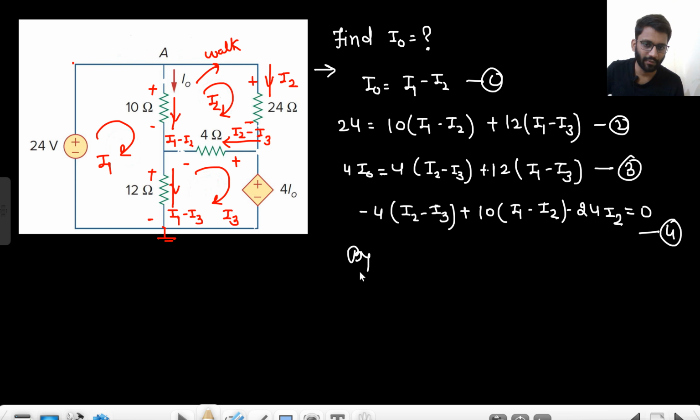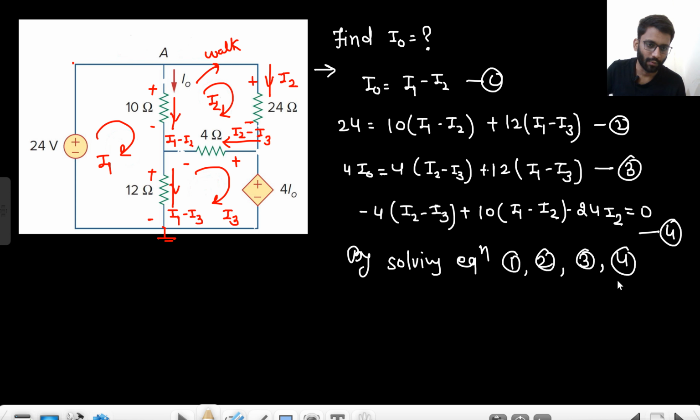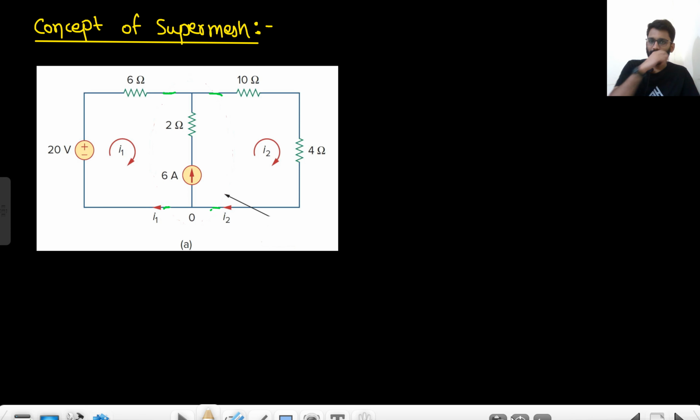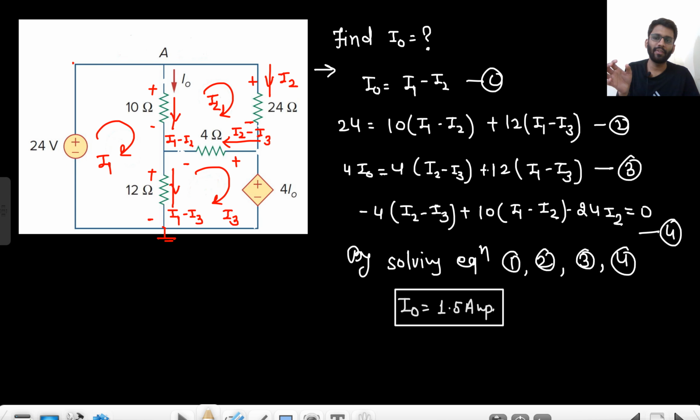So by solving equation 1, 2, 3 and 4, you will get the values. So I will just write down the value of I naught. Okay, so answer came out to be 1.5 ampere. Okay, so let's just move to next thing, that is the concept of super mesh. You don't need to think there is any concept or anything like that. This is a simple problem. Okay, you just need to solve, that's it. You can solve the rest of the problems with nodal analysis as well.